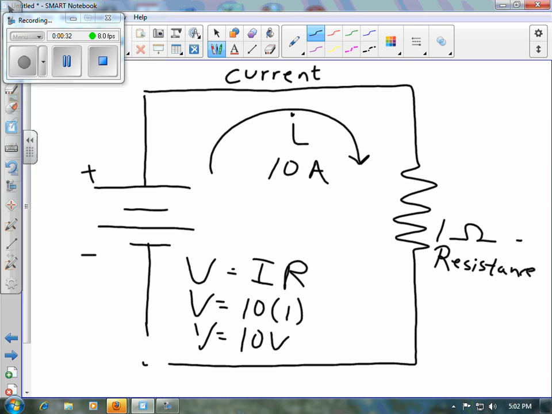So let's just talk a little bit about terminology. Who can tell me the difference between DC and AC? Nicholas. DC is direct current when the current's only running in one direction, and AC is alternating current when the current can run in either direction. Right. DC, the current goes in one direction. AC, it goes in either direction.